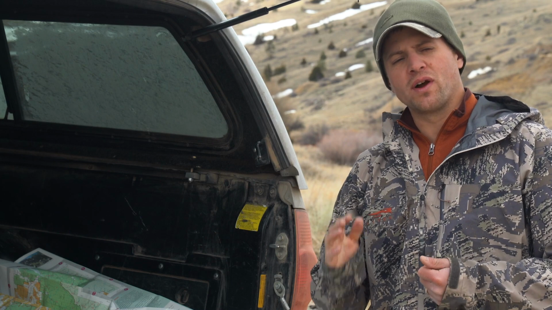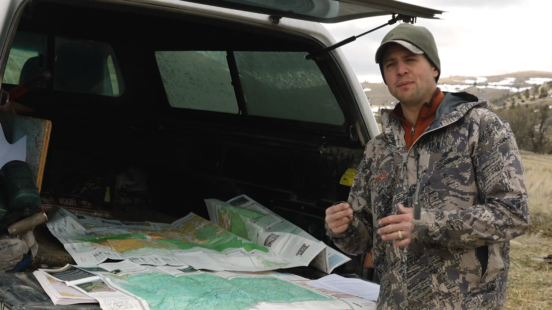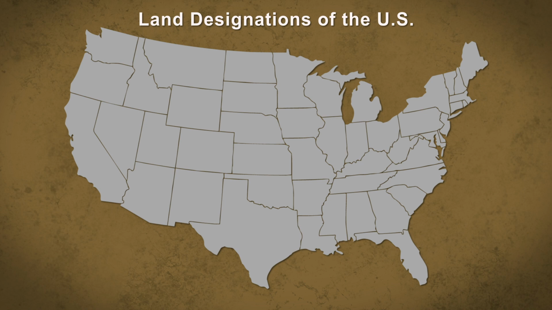It's also important to know what type of land you're on. So I'm going to go through the different types of land designation and generally what they are on the map. Different maps are different. Check the legend, make sure the colors match with what I'm saying. I'm going to start with the most common out in the West, the Forest Service and the BLM. They have the least amount of restrictions in terms of hunting.